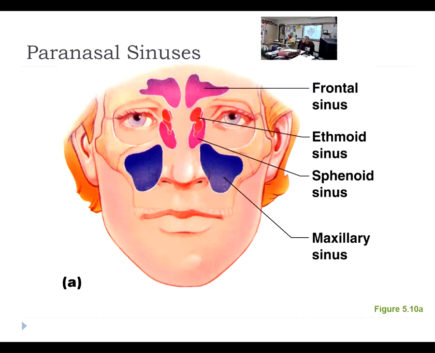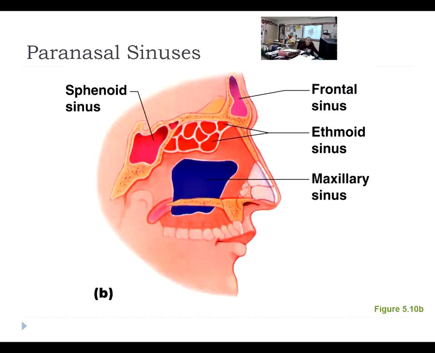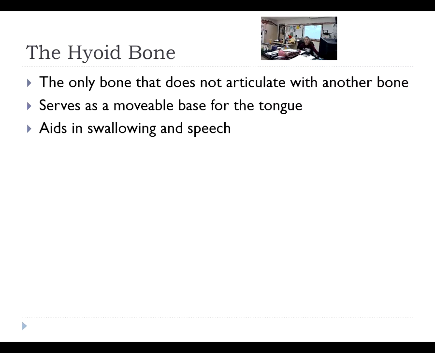So you've got the frontal sinus right above your forehead, kind of above your nose. Ethmoid, right around the ethmoid bone. Sphenoid, same idea. And then you've got your maxillary sinuses right here at the front of your cheeks. It makes sense, these coincide with the bone names that they go with. You can see this picture a little bit better. Again, not on your practical exam. You just need to have an idea about the sinuses for your chapter test.